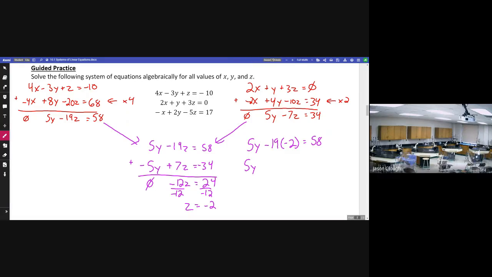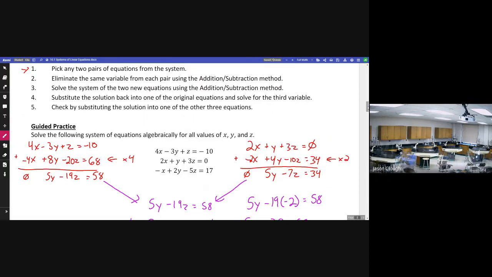So negative 19 times negative 2 gets me positive 38 plus 5y equals 58. Subtract the 38 from both sides. I get 5y equals 58 minus 38, which is 20. Divide both sides by 5, and I get y equals 4. So I now have a y value and a z value. I'm going to go to step 4, where I substitute my y and z back into one of these 3 original equations.